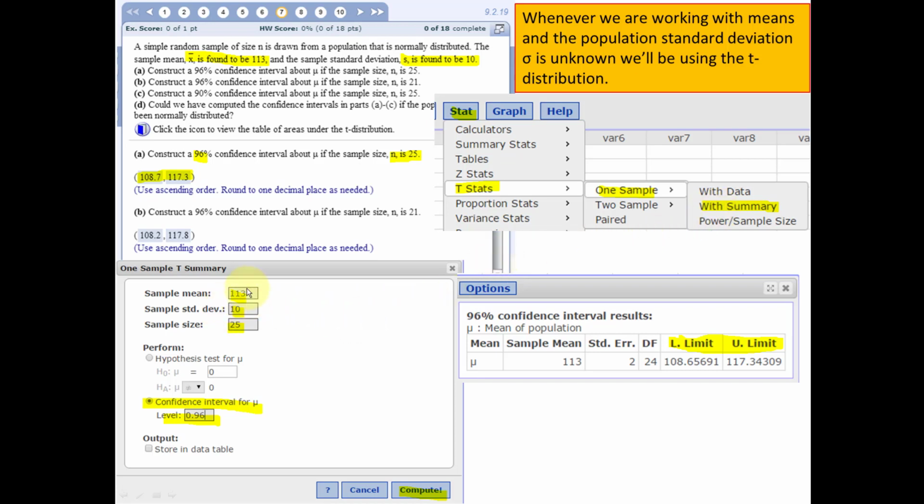Then you put in the sample mean, sample standard deviation, and sample size. Click on confidence interval. We'll deal with the hypothesis test in Chapter 10. Set the confidence level, hit compute, and you get your answers.